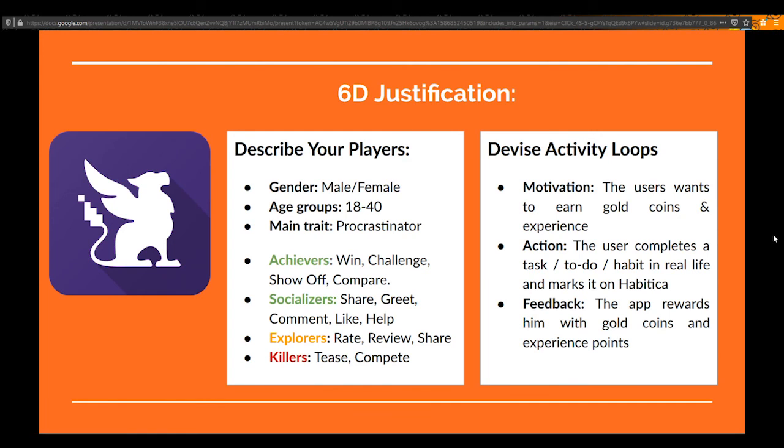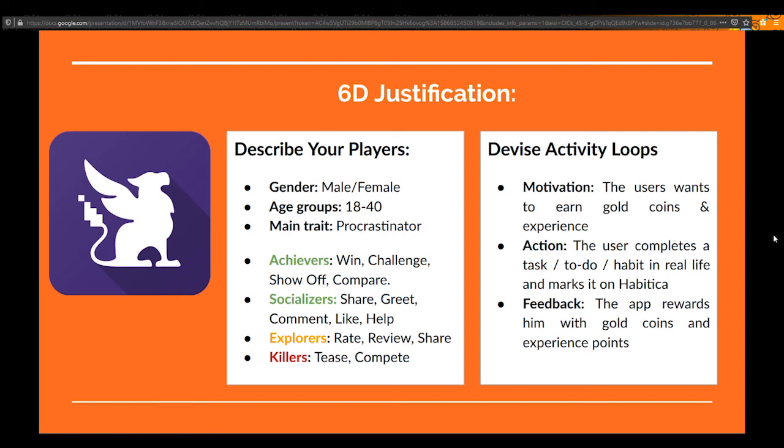Describing the players, we set this demographic, where a player can be a male or a female, of course. The age groups we thought between 18 and 40 years old, and the main trait would be obviously procrastination.